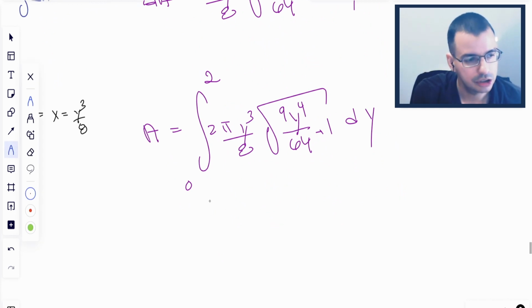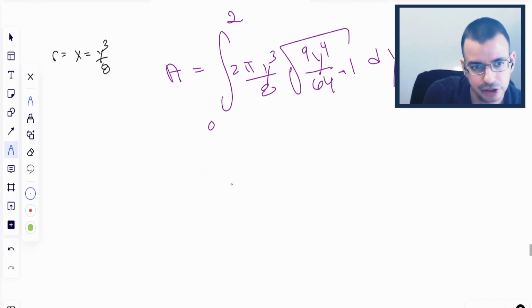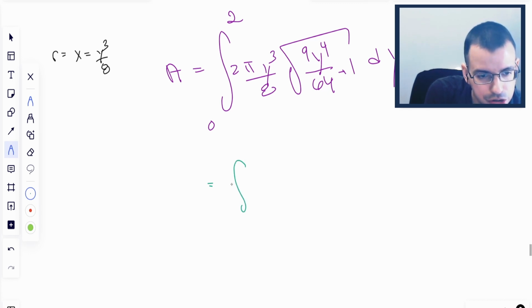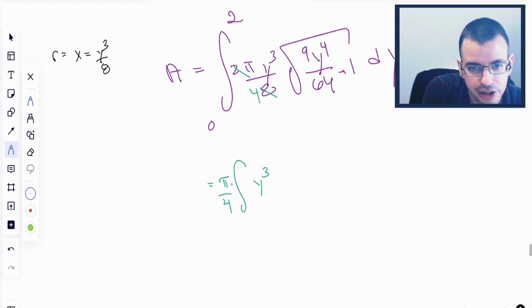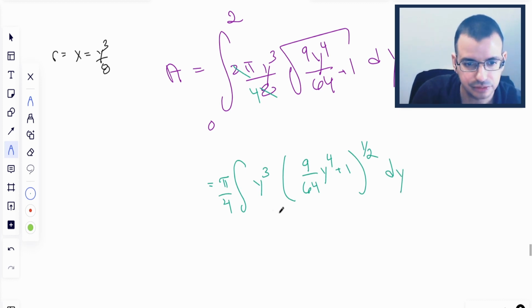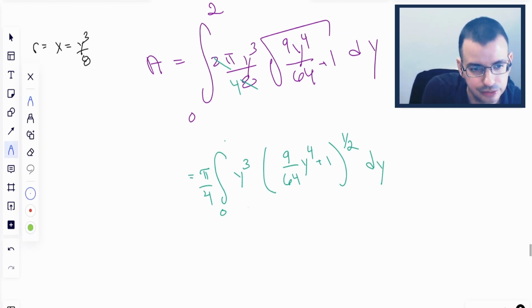All right, so I'm going to write this again a little prettier and slightly cleaned up. So I'm going to say this is equal to 2 pi over 8, which I'm going to rewrite as pi over 4, y cubed times 9 over 64 y to the 4th plus 1 to the 1/2 dy. All right, and we're going to go from 0 to 2.